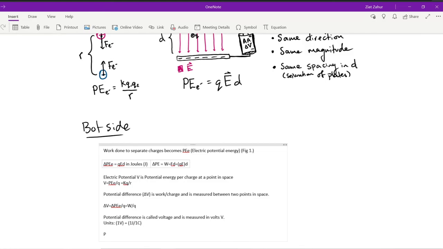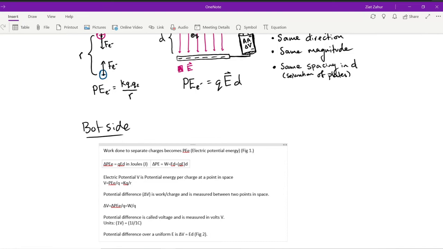And the last bullet is potential difference over a uniform electric field, E. The potential difference over a uniform electric field, E, is defined as delta V equal to E times D. And this is in figure 2.